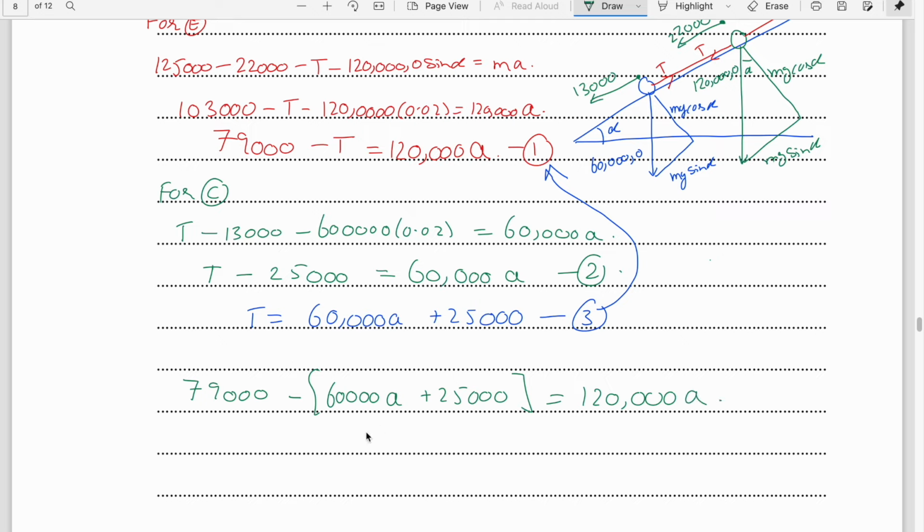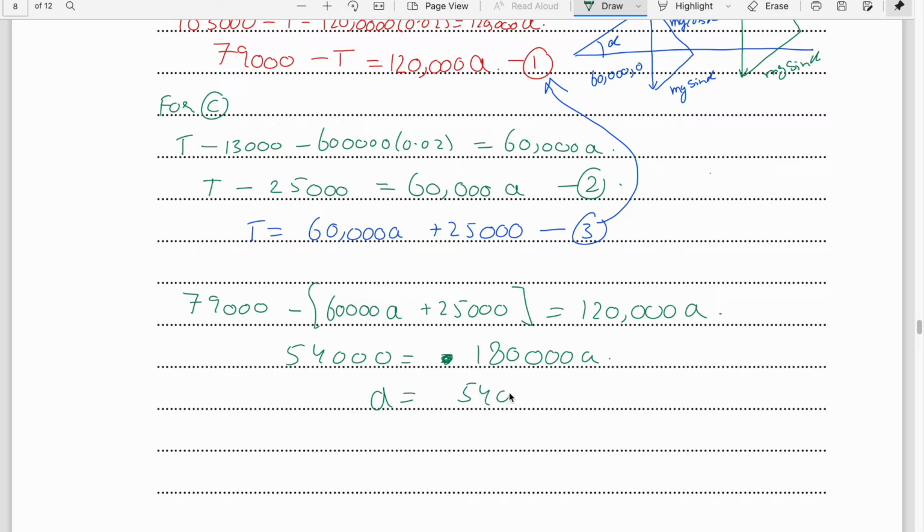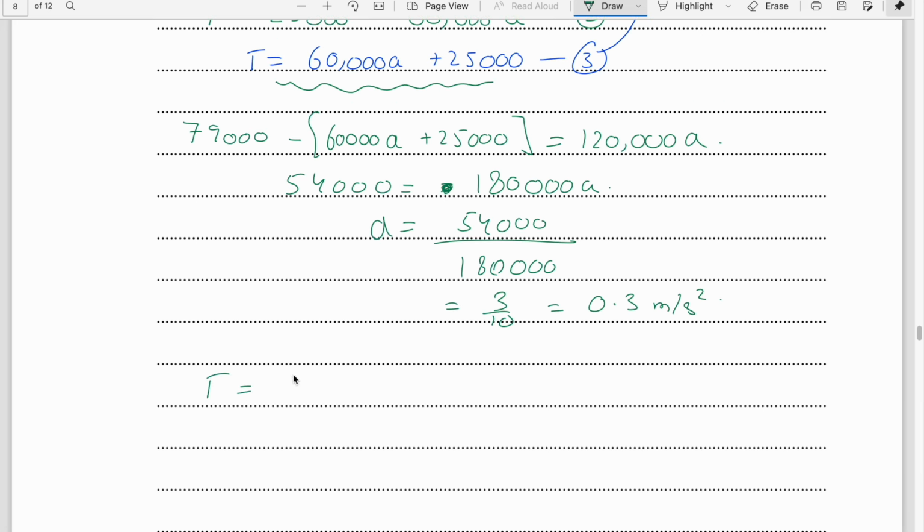Now 79 minus 25 is 54,000, and this negative 60,000 goes on the other side to make it 180,000 times acceleration. So acceleration is 54,000 divided by 180,000, and use your calculators to get 3 by 10, which is 0.3 meters per second squared. So we're done with the acceleration. We can use this equation 3 to find the tension. So tension is equal to 60,000 times acceleration plus 25,000, that is 18,000 plus 25,000, which leaves us with 43,000 newtons of tension in the coupling.